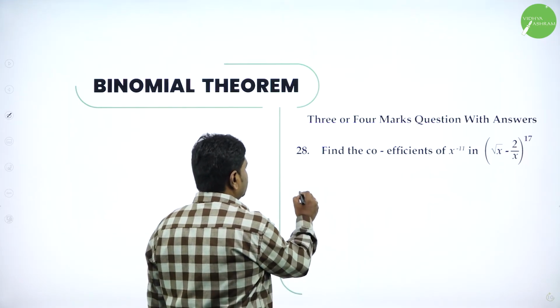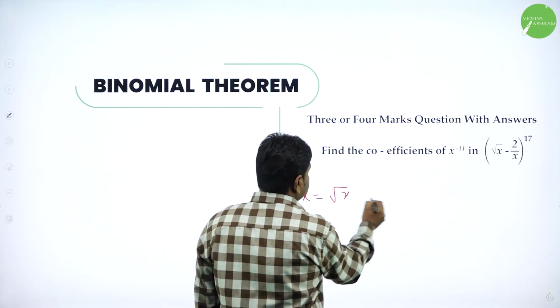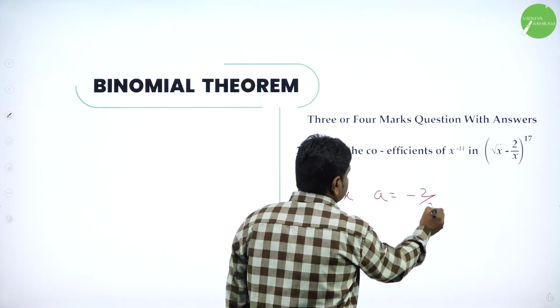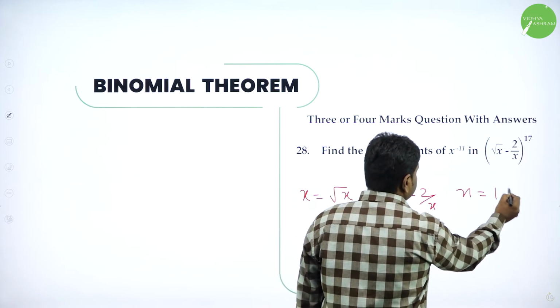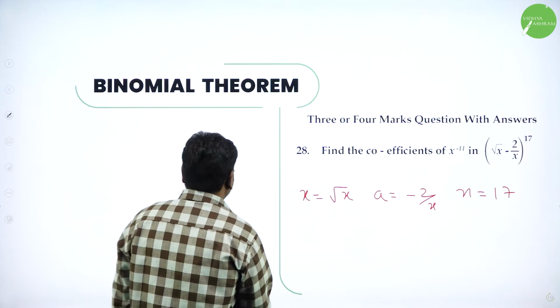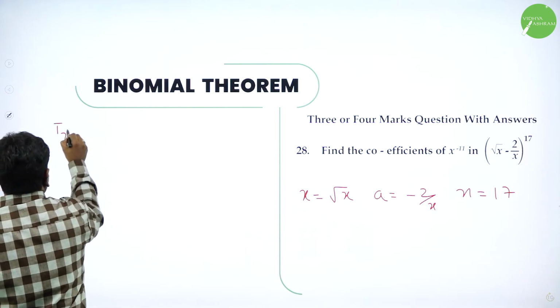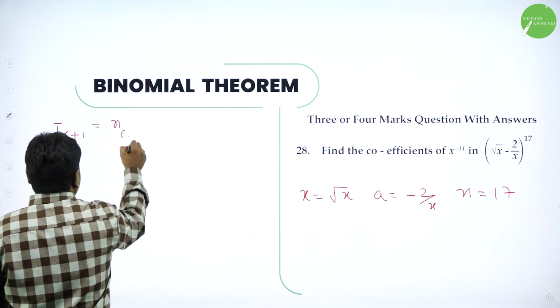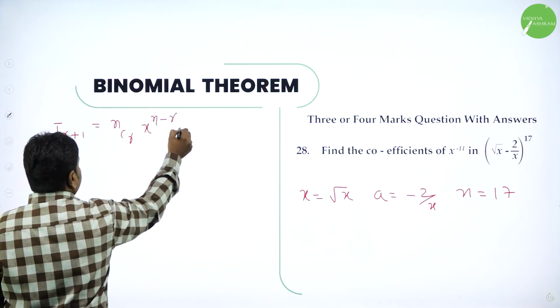So same method: x means the first term, that is root x, a means the second term, minus 2 by x, and n is the overall power, that is 17, and we need the coefficient of x power minus 11. Use the general term formula. What is the general term formula? T(r+1) is equal to nCr x power n minus r, a power r.